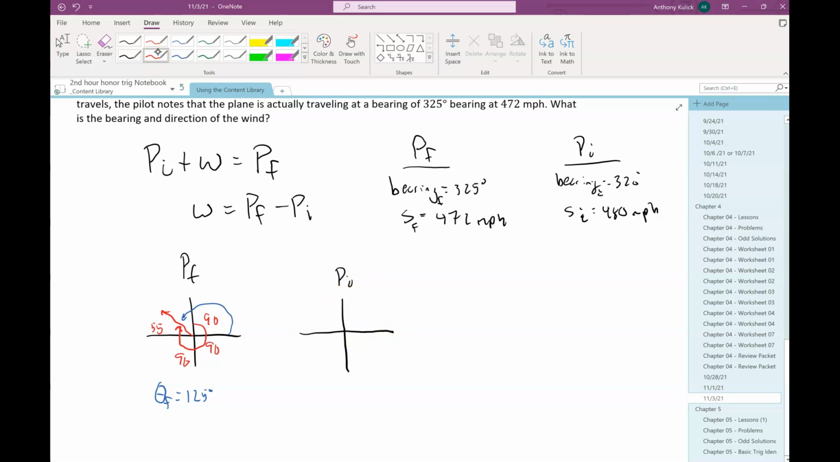And for the initial, we're over here at 320, so 90, 90, 90, and then 50. So my theta there then is going to be 120. No. Great googly moogly. 130. Everybody okay with that?